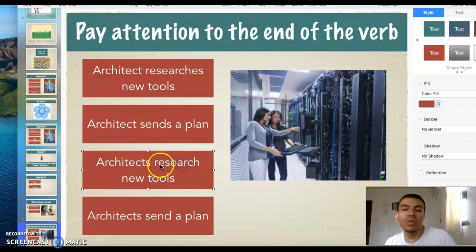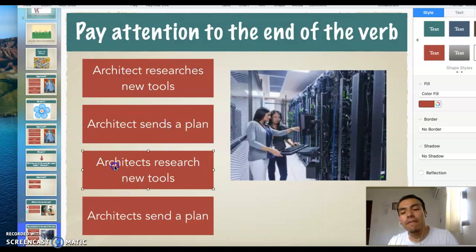Example: architects research new tool. Architects is plural, so the es is not necessary. Architects send, also the letter s is not here, but number one and number two have the ending s or es because they are singular. Okay, so please check this video as much as you can. Repeat and repeat, it is very important. I'm going to conclude: you have to pay attention to the ending of the verbs, and number two, the most important, also the subject. If the subject is singular, we have to add the letters es or s.